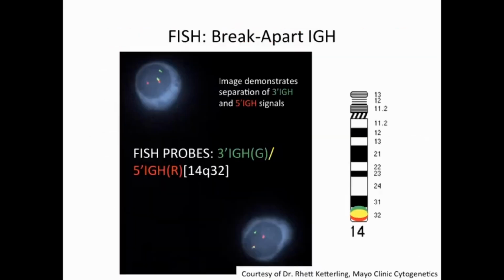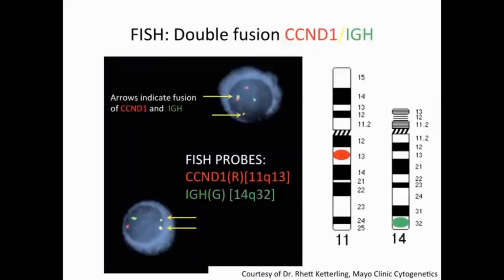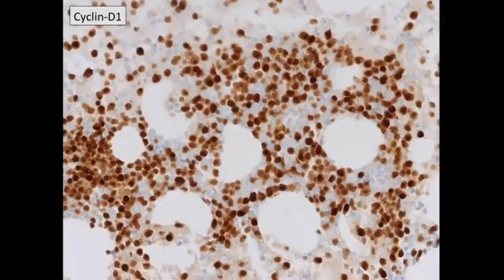Rearrangement of the immunoglobulin heavy chain gene was identified using a break-apart probe. IGH CCND1 rearrangement was identified using double fusion probes, as shown here. An immunohistochemical stain performed on the aspirate clot preparation demonstrates overexpression of cyclin D1, as expected as a result of the CCND1 gene rearrangement.